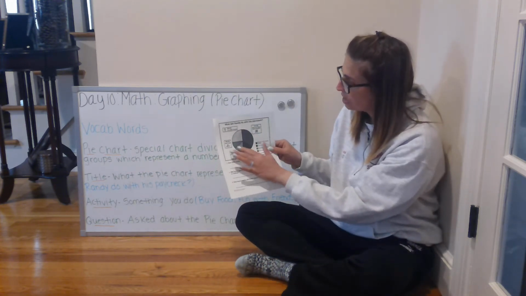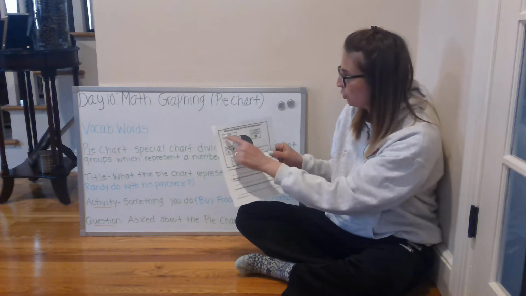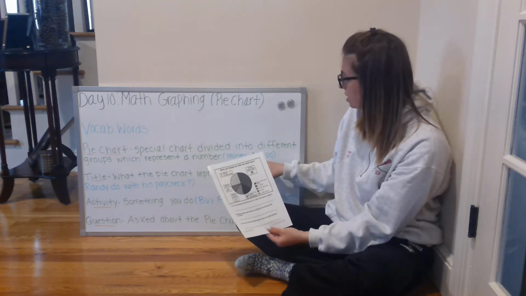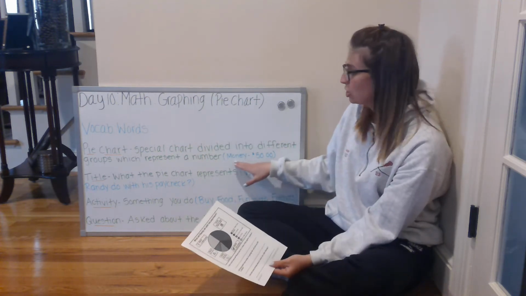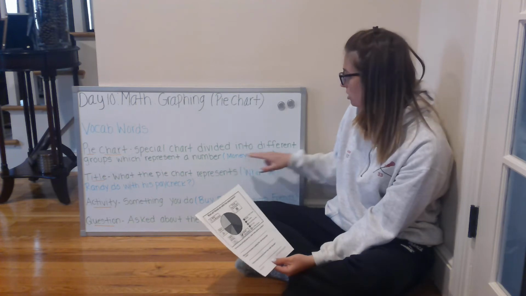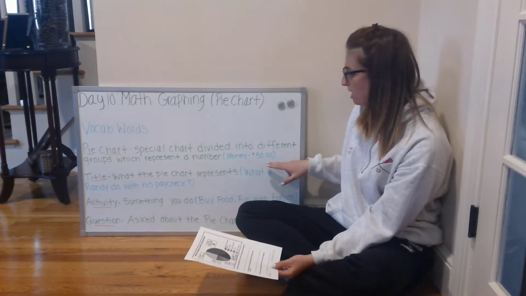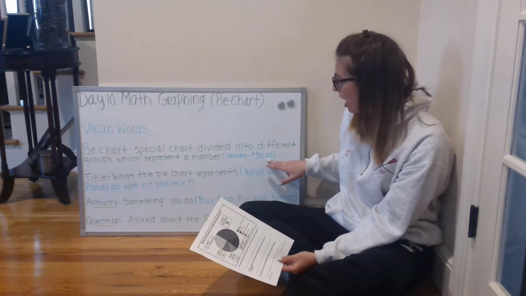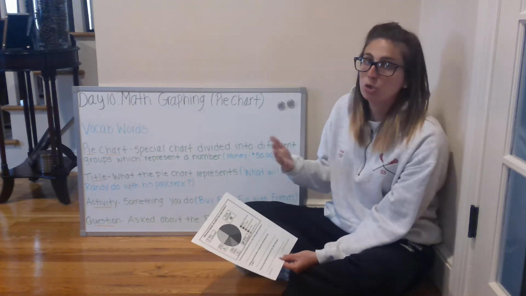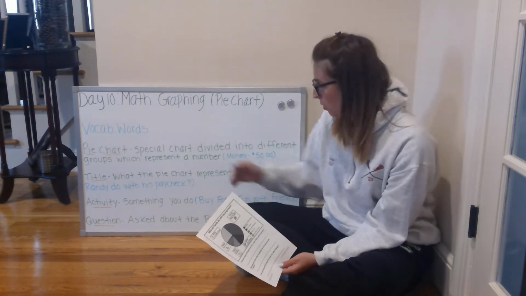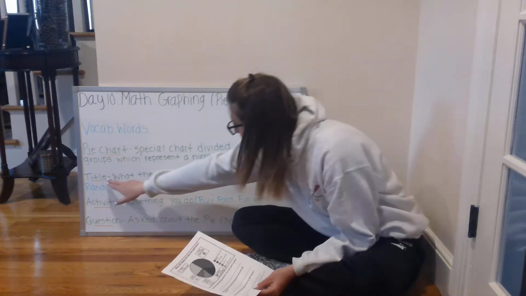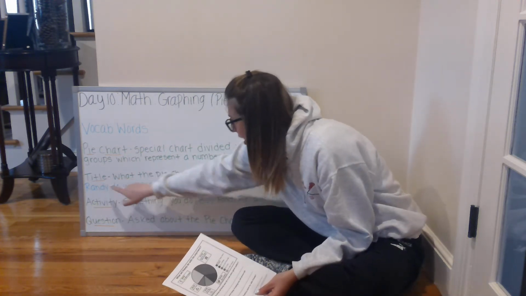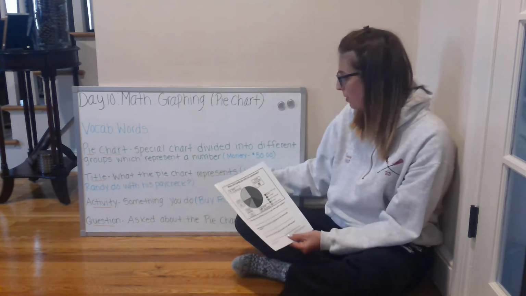So here's our pie chart divided into different groups, okay? And it represents a number. And the number that we're talking about today is money. So we might see some money amounts for $50, some money amounts for $75, some money amounts for $20, and so forth and so on. Then the title. And remember, the title is what the pie chart represents.